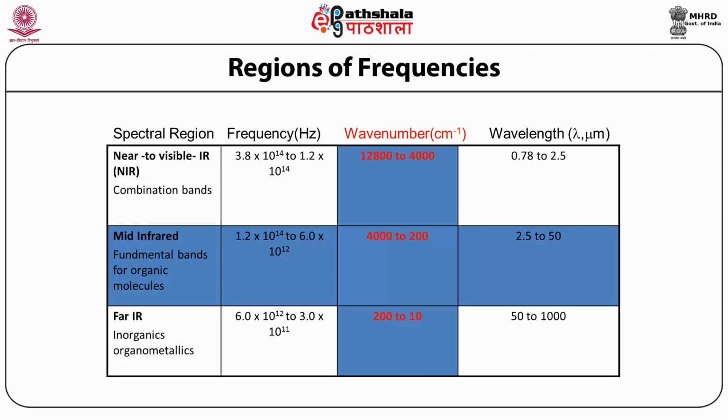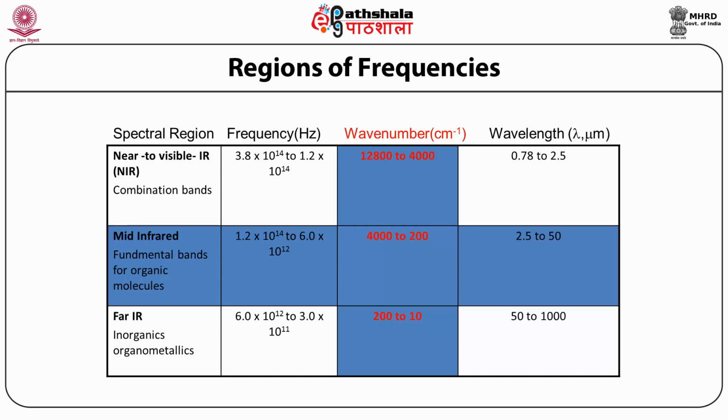The mid-IR region gives the fundamental bands for organic molecules. Its frequency lies between 1.2 × 10^14 to 6 × 10^12, and its wave number corresponds to 4,000 to 200 per centimeter, and its wavelength is 2.5 to 50 micrometer.